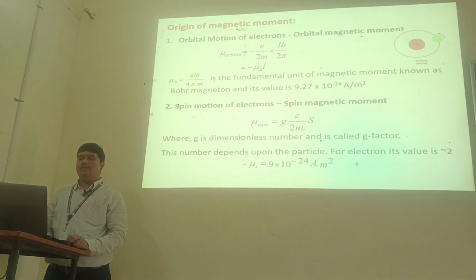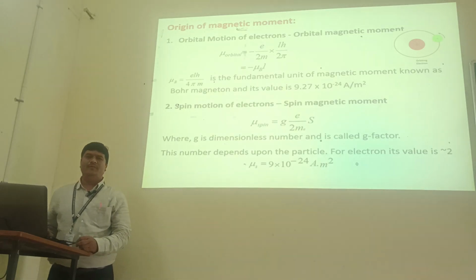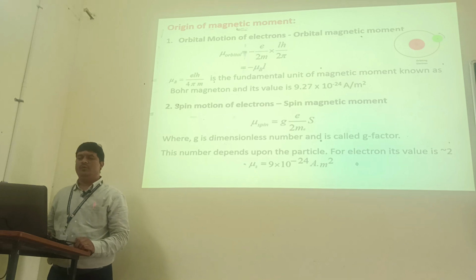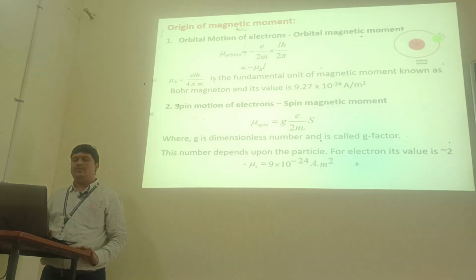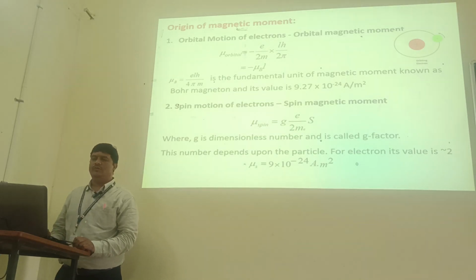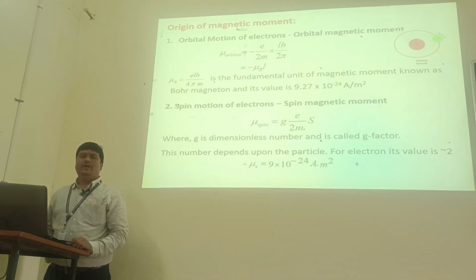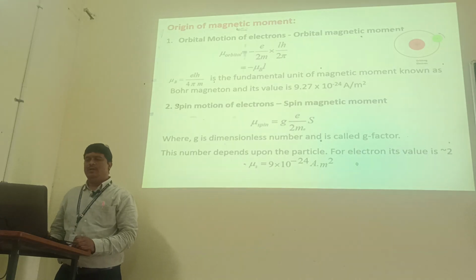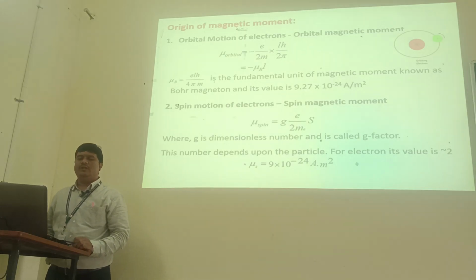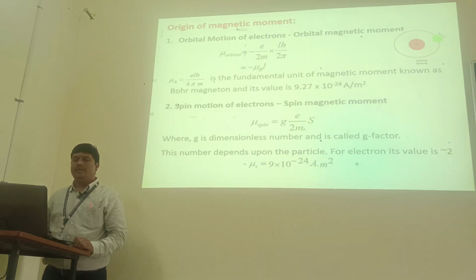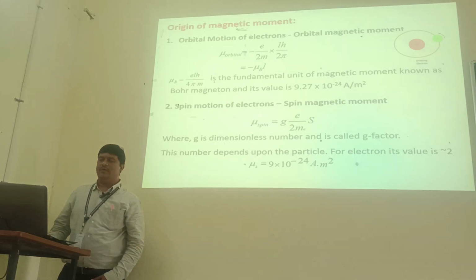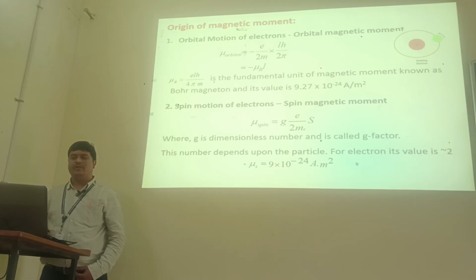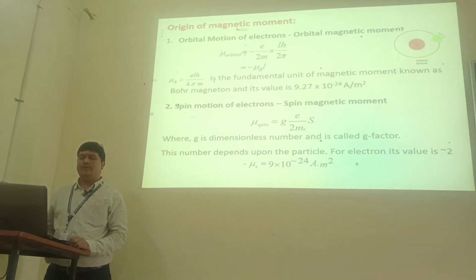So next we have the origin of magnetic moment. The orbital motion of an electron describes the orbital magnetic moment, which equals minus e by 2m into L h by 2 pi, that equals minus mu B L. Here mu B equals e h by 4 pi m. This is known as the Bohr magneton. Its value is 9.27 into 10 power minus 24 ampere meter square.